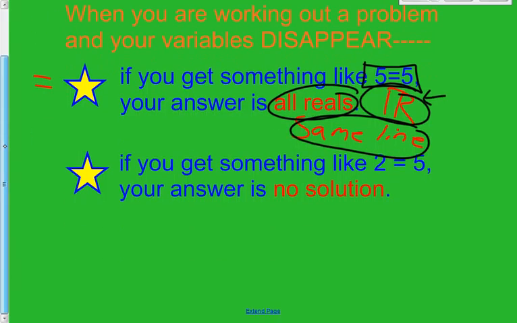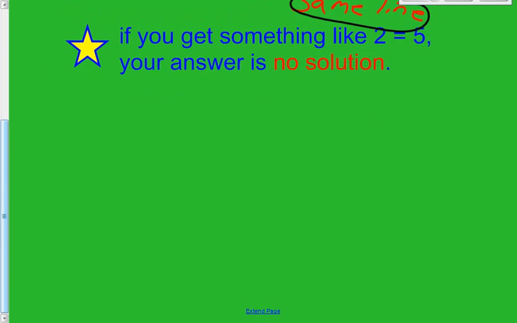Now, similarly, if you get something like 2 equals 5, which obviously is an untrue statement or a false statement, your answer is no solution. 2 equals 5, or 15 equals 13, or negative 5 equals 7. Any untrue statement or any false statement, you're going to put down no solution. Another word that you could put for that, instead of no solution, you could put they are parallel lines.